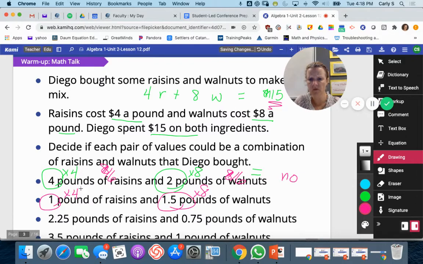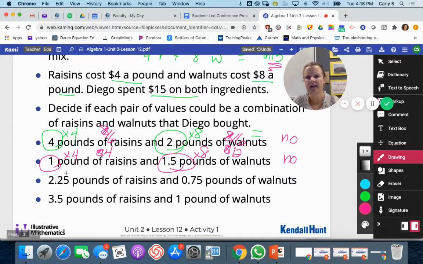Now how about 1 pound of raisins and 1.5 pounds of walnuts? So we have $4 of raisins and $12 for walnuts. 4 plus 12 is 16. He only has $15, so no.